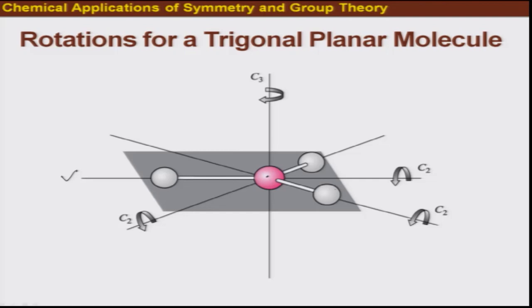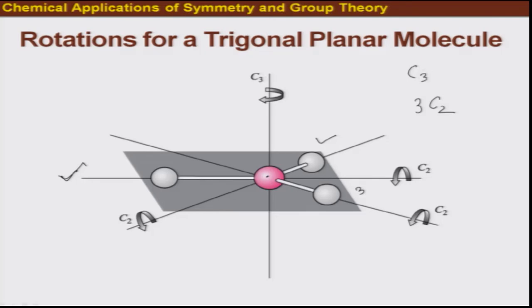So, you have three boron fluoride bonds. This is 1, this is 2 and this is 3. You can have the same type of C2 axis through each of these boron fluoride bonds. So, you can essentially have 3 C2 axes for this molecule and you can have 1 C3 axis, okay.